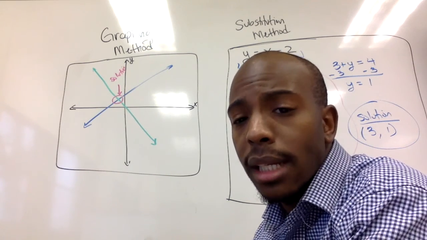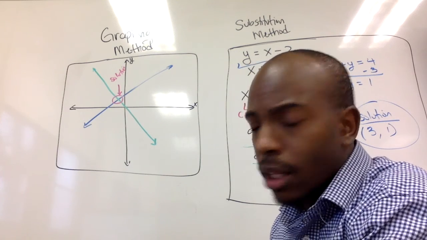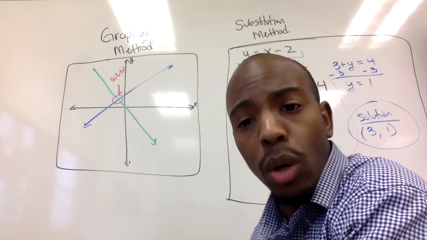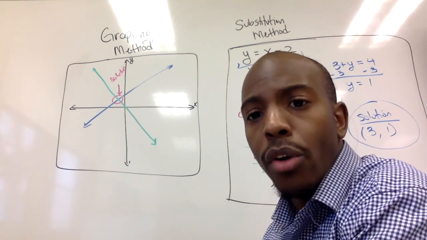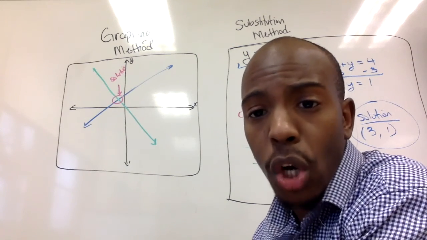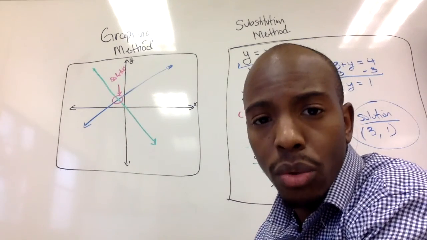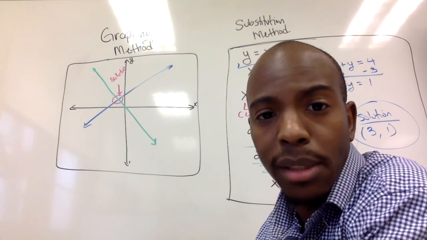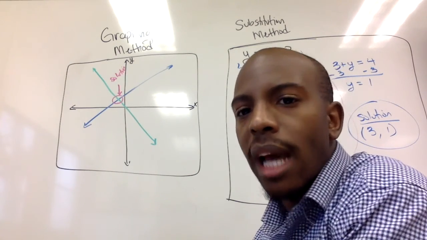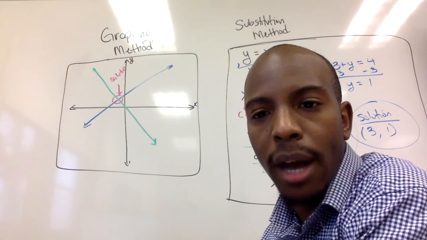I think I mentioned yesterday in the other video that there are three different types of solutions. There is one solution, like you see here. There are no solutions, where the lines don't even touch at all. And then there are infinite solutions, which means the line is pretty much the exact same line. We'll see that as we go through this week coming up.